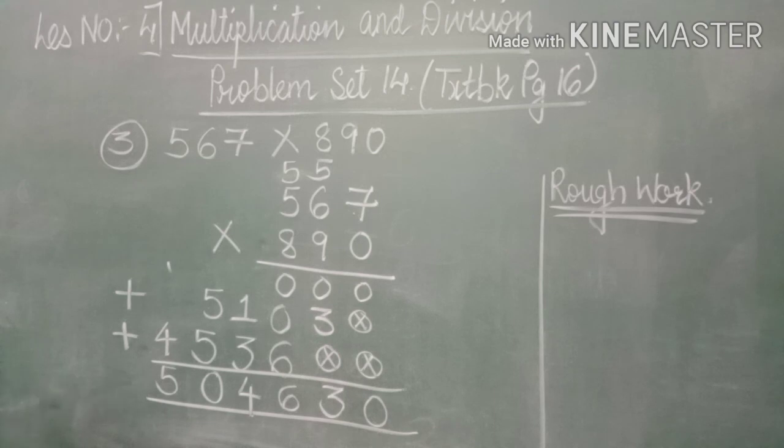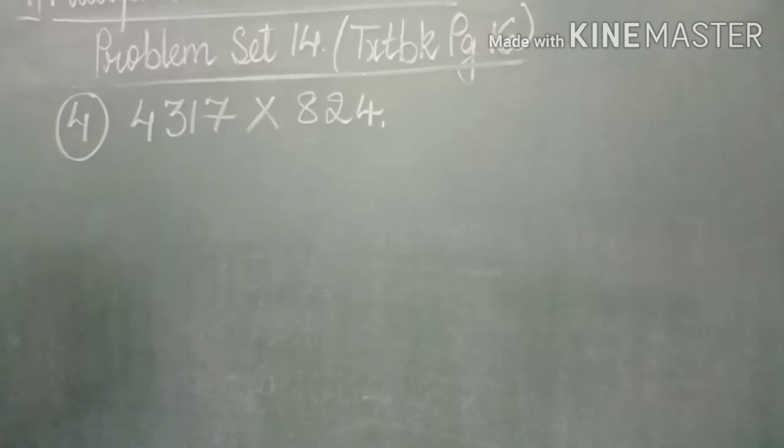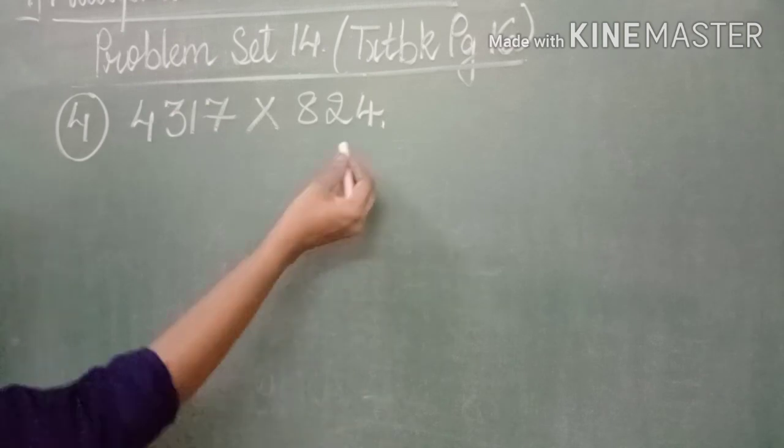Let's start with the fourth sum, that is 4,317 into 824. Now this is a 4 digit number. We have seen the units, the tens, the hundreds also. Now let's see about the thousands. So students, we are going to do the fourth sum, that is 4,317 into 824. Okay. So let's start calculating.